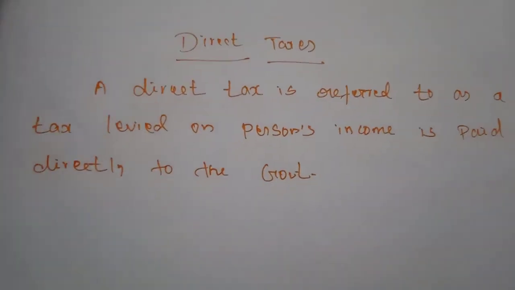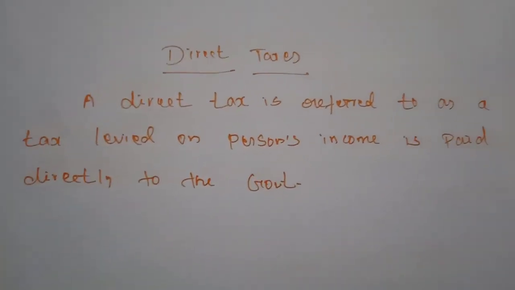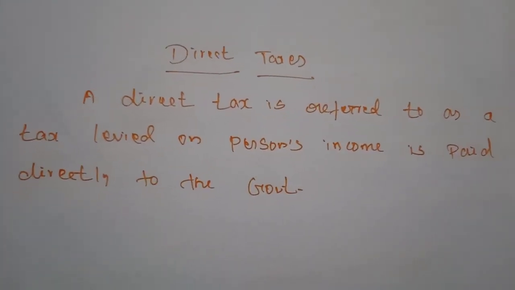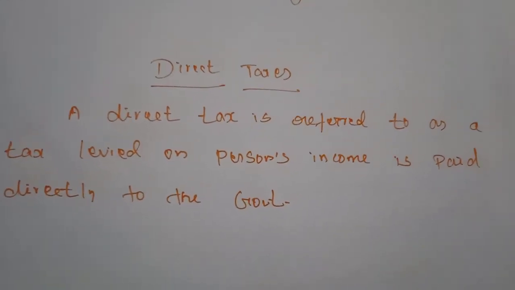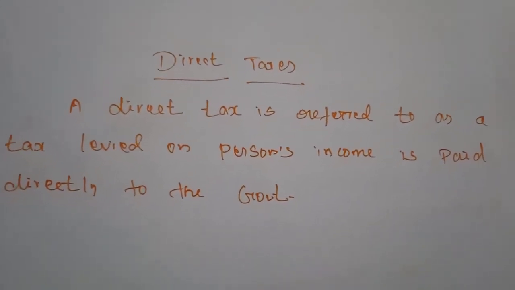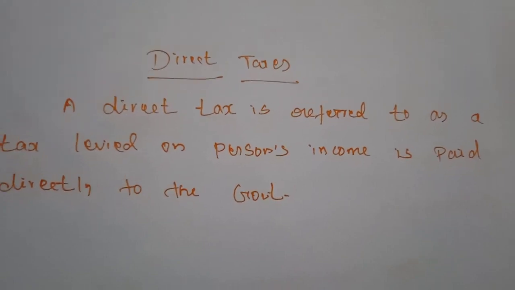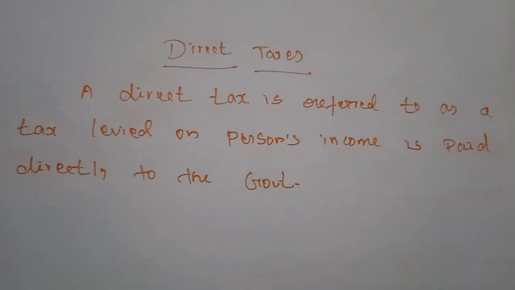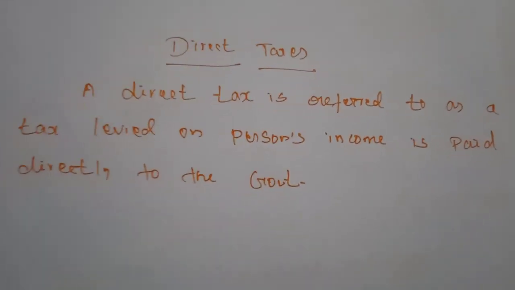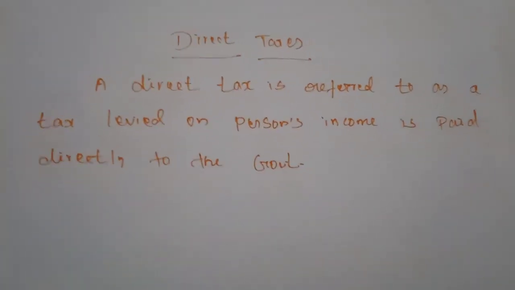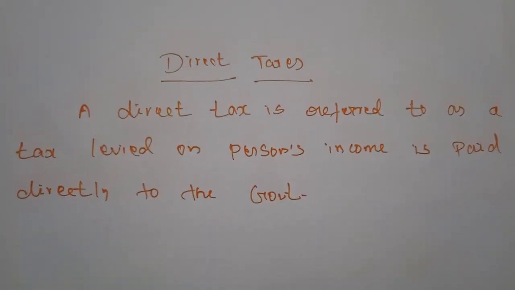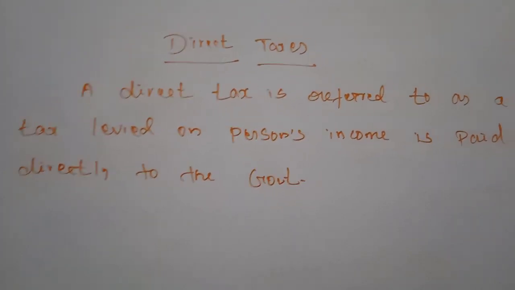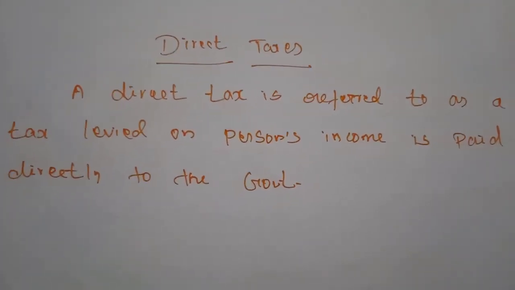The two types of tax we have already studied: the direct taxes and the indirect taxes. A direct tax is a tax levied on a person's income and wealth, and it is paid directly to the government. So normally if the government imposes a tax on an individual's income and wealth, it is considered a direct tax. The individual has to pay directly to the government.